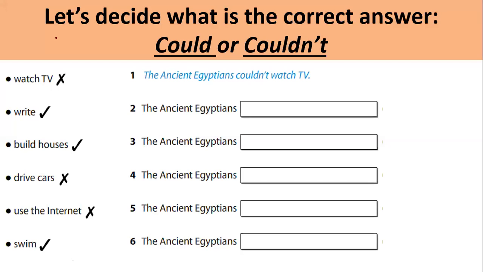And the same thing. In this case, well, we have could or couldn't. This one is not in your book. We're gonna answer it in here. An example. So I have watch TV for this one. Number 1, the ancient Egyptians couldn't watch TV. That's how it is. For number 2, it's right and it's correct. So the ancient Egyptians what? Could write. Okay.